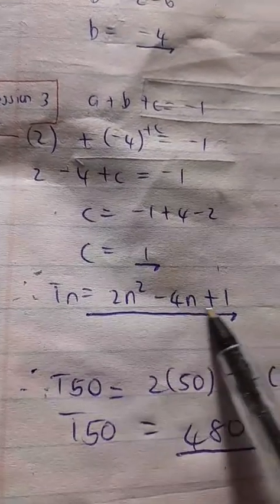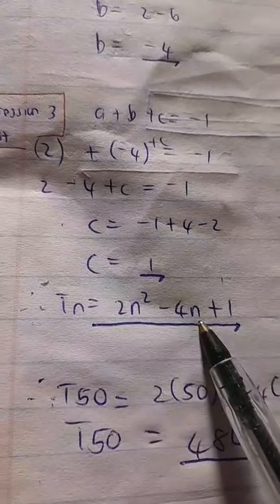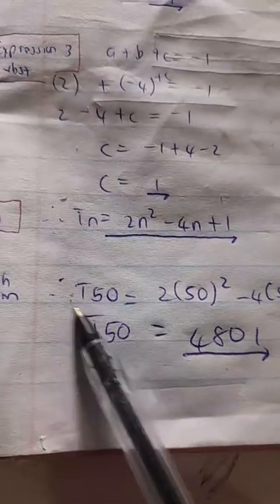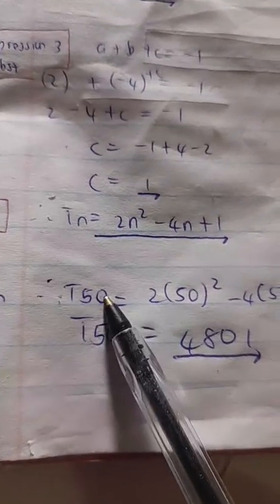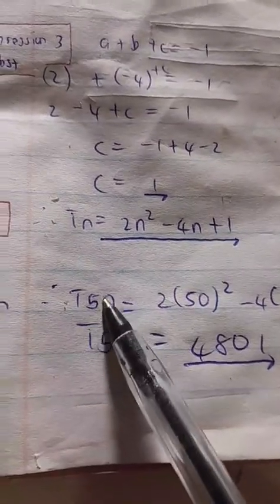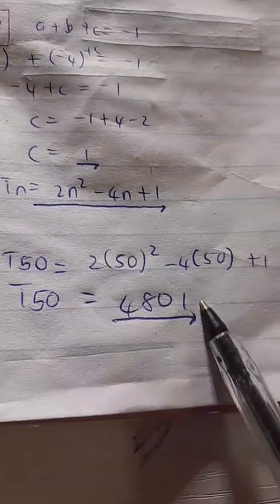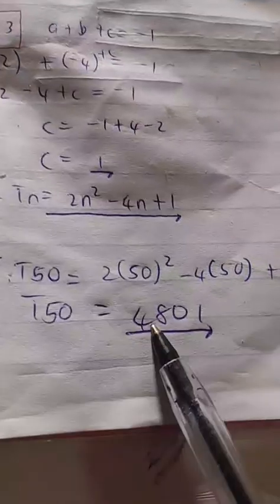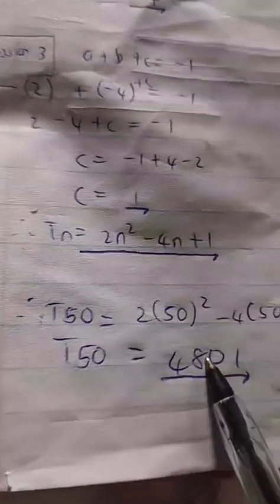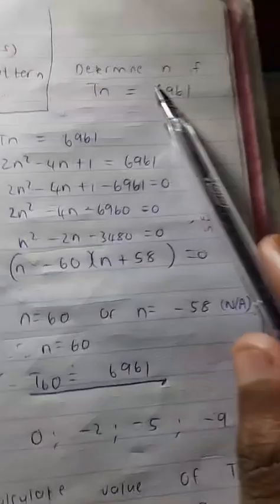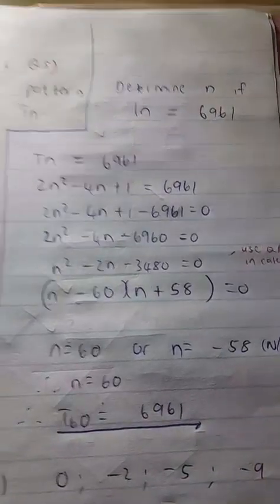And then don't forget to write the expression Tn is equal to 2n squared minus 4n plus 1. And after you do that, you can then go and find T50, the 50th term. Remember, 50th term means we substitute 50 in the place of n so that we can get what the 50th term is, in this case 4,801.